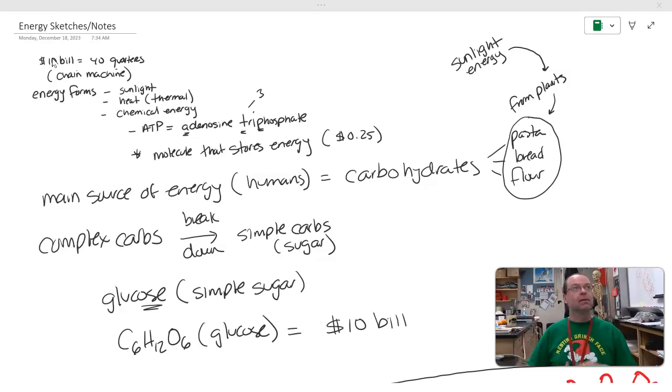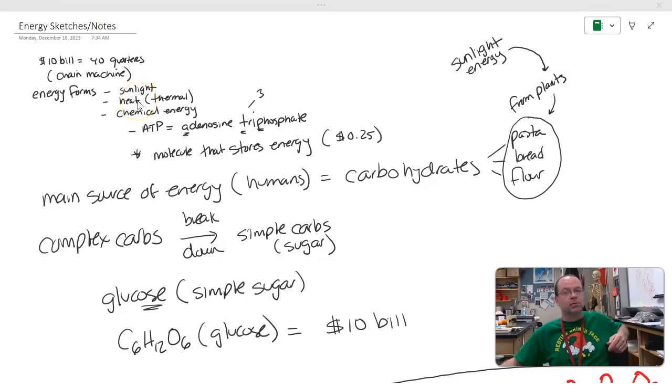40 quarters. But it's kind of unrealistic that people are walking around with 40 quarters. So I need to make some change, and we'll get to that in a little bit. Okay, but basically I need to get quarters. And energy comes in different forms. Like, for example, sunlight energy. The source of all energy on the planet comes from the sun, one way or another.